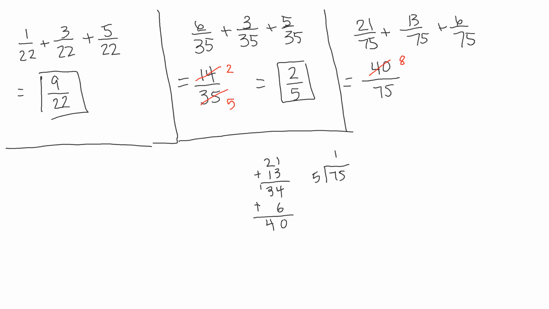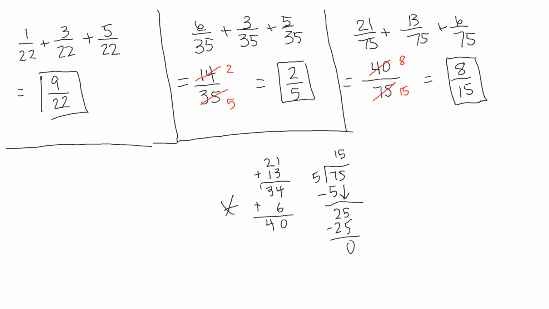5 goes into 7 once. 1 times 5 is 5. I subtract, I get a 2. Drop down the next digit. 5 into 25 is 5. 5 times 5 is 25. I subtract, I get 0. I'm done. So that tells me 75 divided by 5 is 15. Final answer, 8/15.